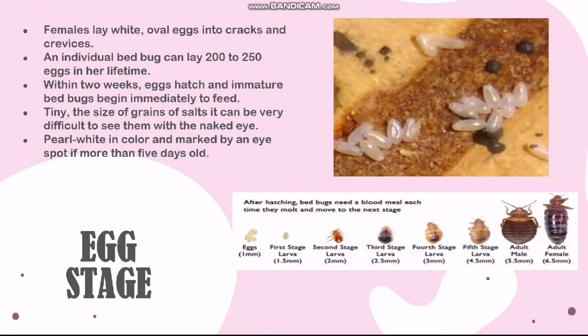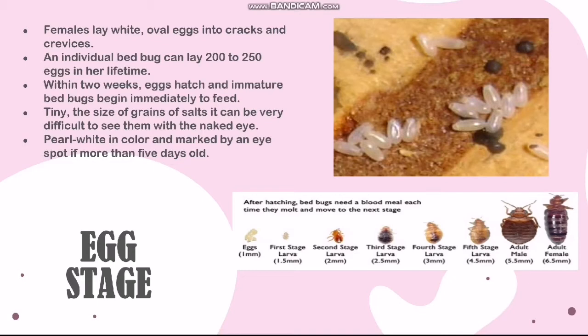Firstly, the bed bug's life cycle begins with an egg. It is a light green and milky white in color. These oval eggs are laid singly or in clusters within tight cracks or crevices. A female bed bug will lay between 1 to 5 eggs each day and may lay up to 250 eggs within one lifetime. So the egg is approximately 1 mm in length. Within 2 weeks, eggs will hatch and immature bed bugs will begin to feed.